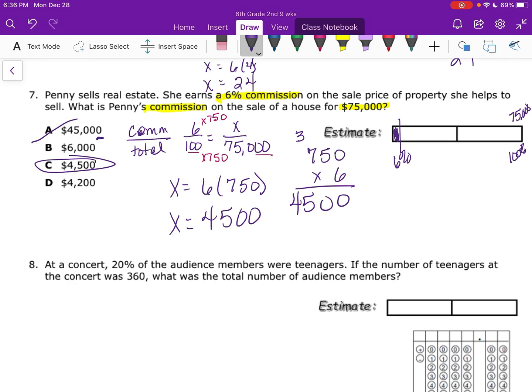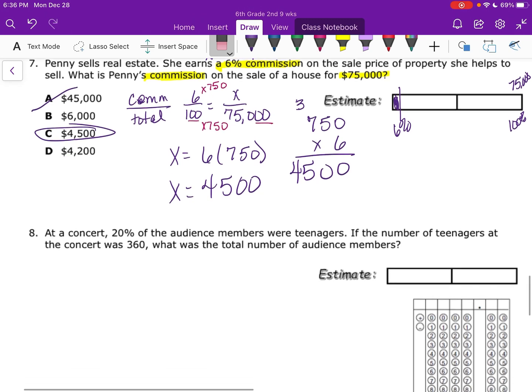Oh, you see, we might have gotten confused if we hadn't thought about our reasonableness, right? Because all they did for A was just add an extra 0. So we might have gotten confused when we looked at it, but because we eliminated it, because we know it couldn't be that, because that's way too big, we were able to not get confused. Don't you love it when that happens? Me too. All right, so pause the video. Try number 8 by yourself.